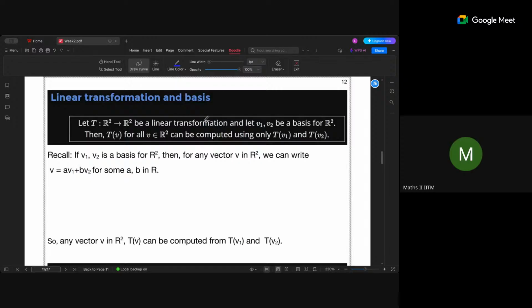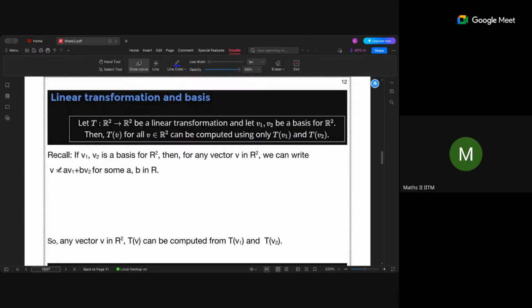Okay. So this is very important. I recommend everyone to listen very carefully here. I'm repeating the statement. Suppose you know that T is a linear transformation from R2 to R2 and that V1 and V2 form a basis for R2. You are given the values of T of V1 and T of V2 and you are asked to find what T of V is in general. How do you find it?